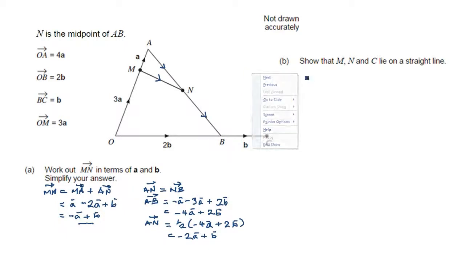Let's first of all then write, well, if we draw a vector, it's probably going to be the easiest way to show this as a proof. So we draw a vector from N to C. So we've now got two vectors, M to N and N to C. So we can say straight away that M to N plus N to C equals M to C.